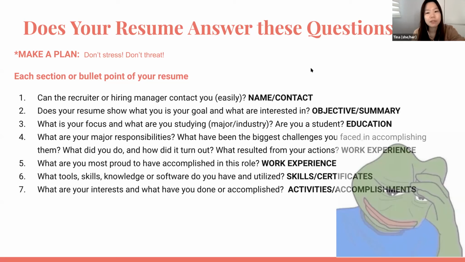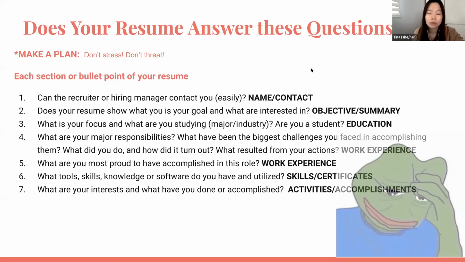Or if you're even a student, because I notice a lot of recruiters or managers sometimes are looking for students or only recent graduates, or someone who has already finished graduate school. So it is important to include your education to let the recruiter or manager know where you are in your career. And also write what your major responsibilities are. So what has been the biggest challenge you faced in accomplishing them? How did it turn out?